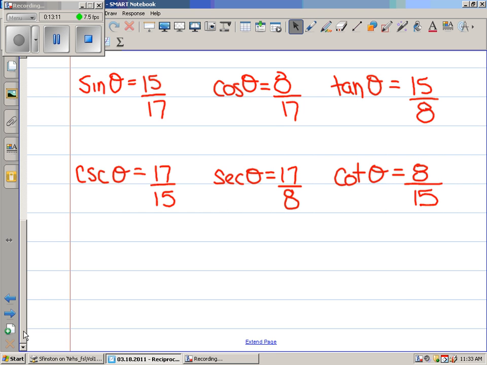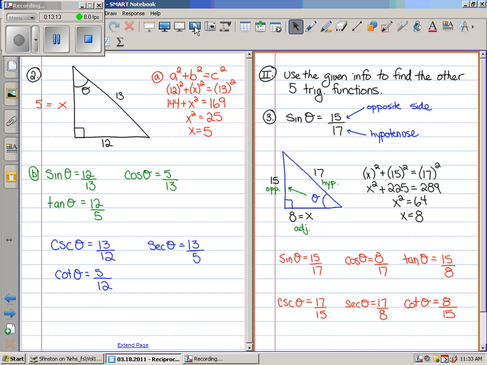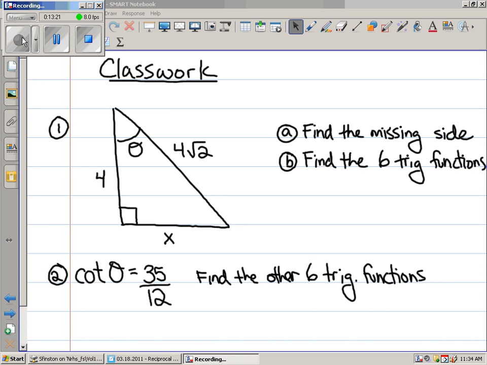That's it. That's all you had to do. Let's take a look at our work and see how it matches up. Perfect. You like this? Good. So here's your classwork. Let's do this on your own. If you need some help, I'll come help you. Good luck. Let me give you a little bit of a hint.